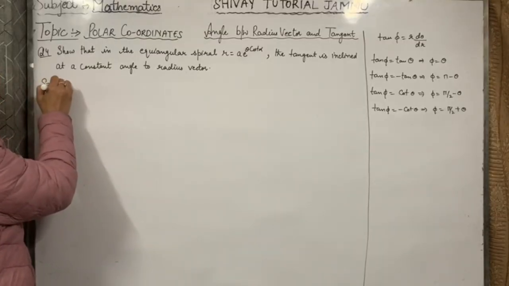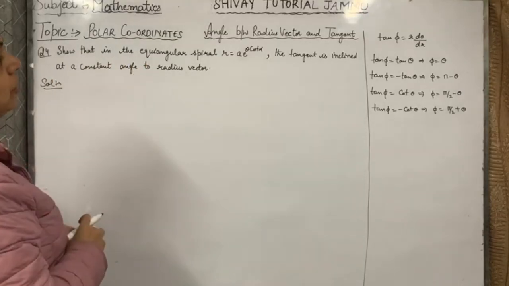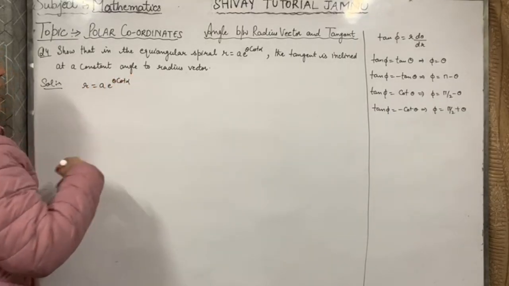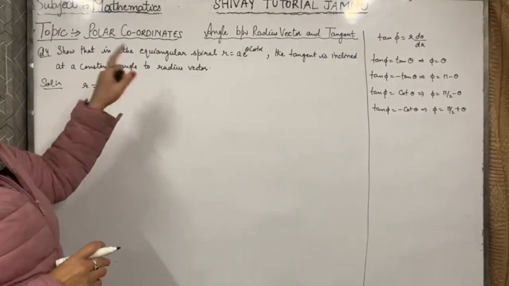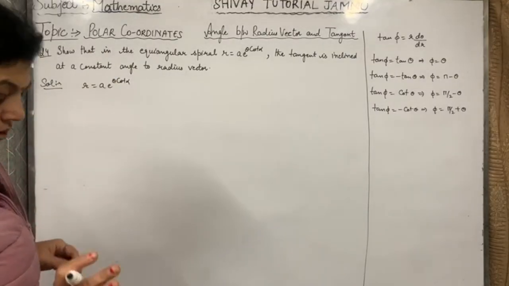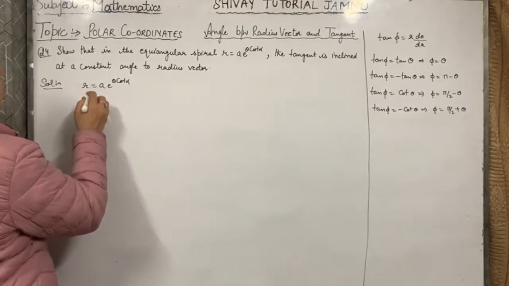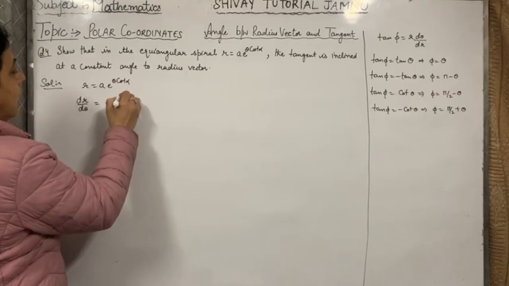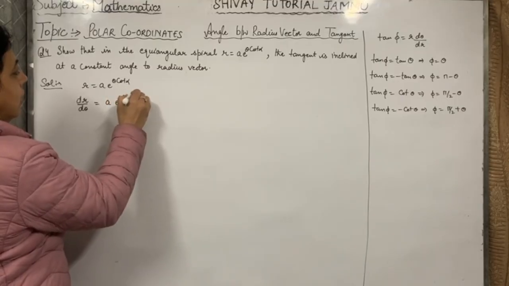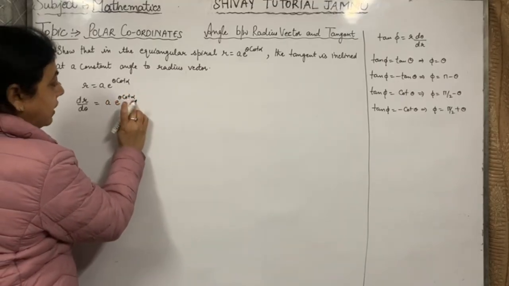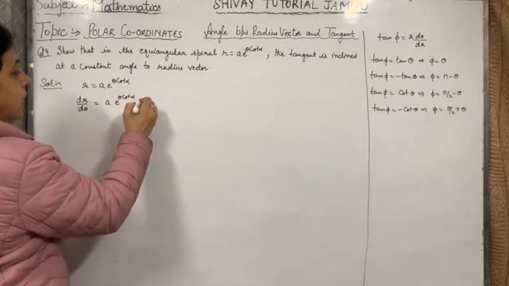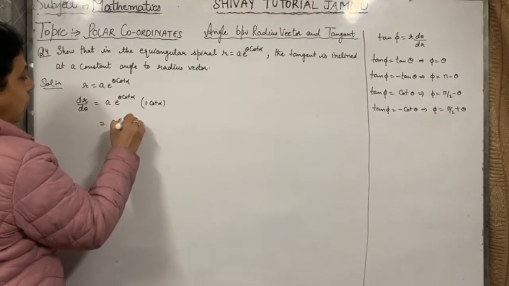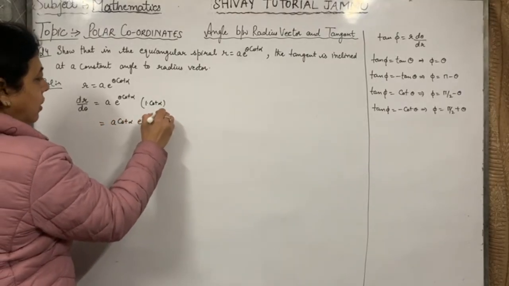Next question: show that in the equiangular spiral r is equal to a e to the theta cot alpha, the tangent is inclined at a constant angle to the radius vector. We have to prove that the angle is constant. Clear? Okay, firstly we will find dr by d theta. A remains the same, then we differentiate e to the theta cot alpha with respect to theta. Theta differentiation is 1 and cot alpha is as it is. It will be a cot alpha e to the theta cot alpha.